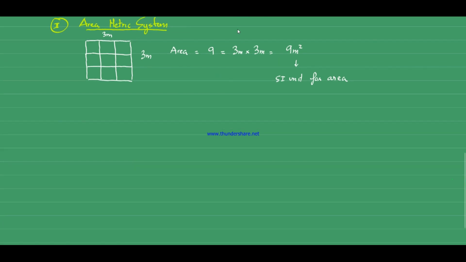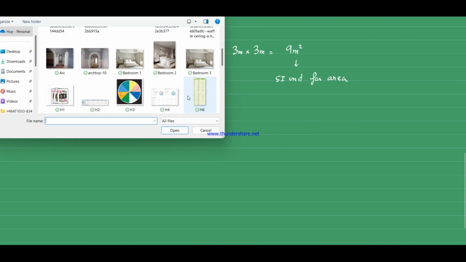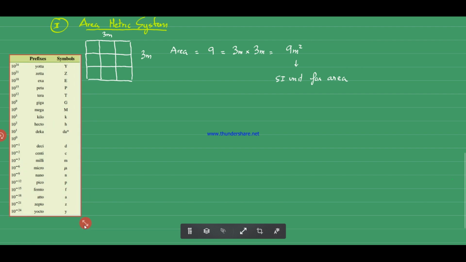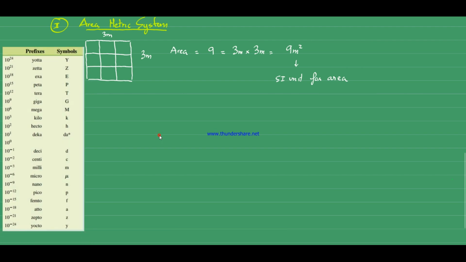Now based on the prefix table we had last time, let me pull it out. This is the prefix table, and based on it, we can go ahead and create the metric system for area. I don't think I should create the table for yotta and zetta or exa, so I'm gonna just stop at peta. I think I have enough space, so let me create the whole table. Now instead of meter, we're gonna have meter square.